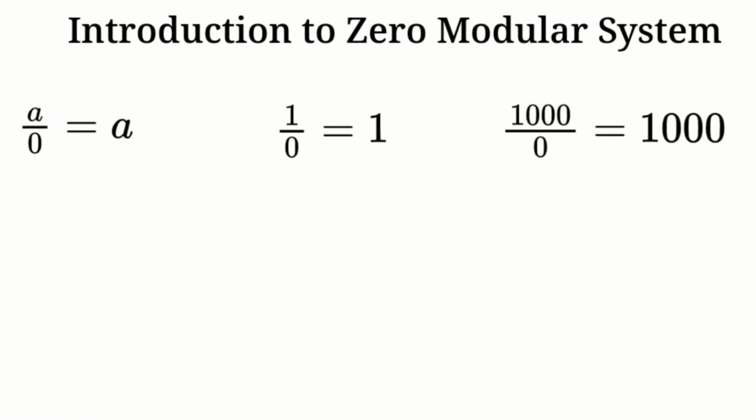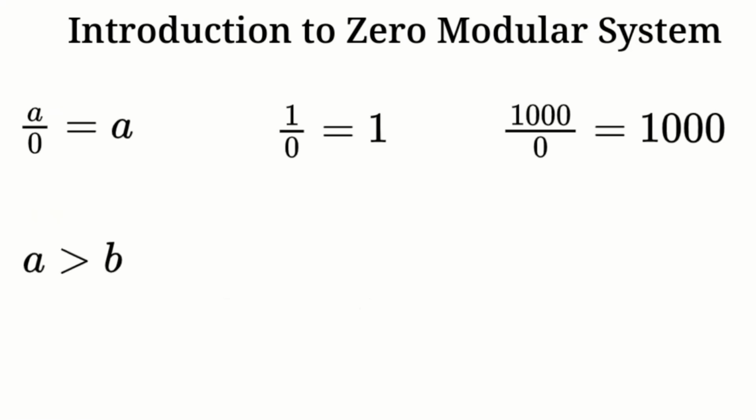Zero Modular System, or ZMS, is a new take on modular arithmetic. Normally in modular math, we use a fixed number called the modulus. But in ZMS, the modulus isn't fixed, and it can even be zero. Here's how it works. First, if you take any number and divide it by zero, the result is the number itself. For example, 1 over 0 equals 1, and 1,000 over 0 equals 1,000. This is because in ZMS, all integers are included when using mod 0.